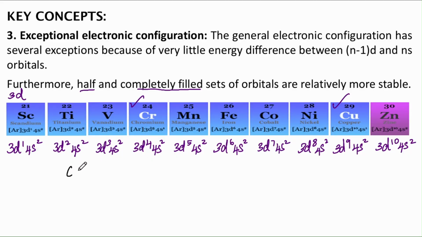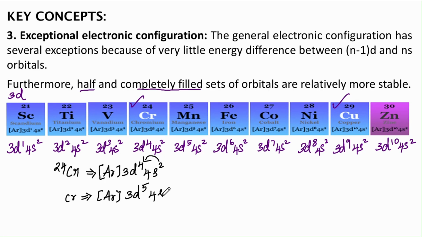So, we will see the exceptional electronic configuration of chromium, which has the atomic number 24. What is the expected configuration? Core argon configuration, 3d4 4s2 is the expected configuration, but in the observed configuration, one electron from the 4s orbital is promoted to the 3d orbital. So, the observed configuration is core argon configuration 3d5 4s1.